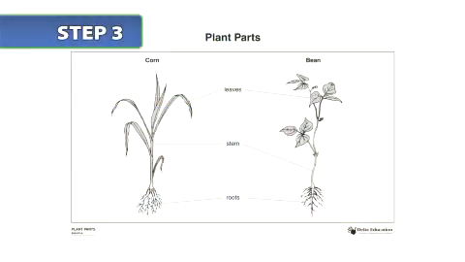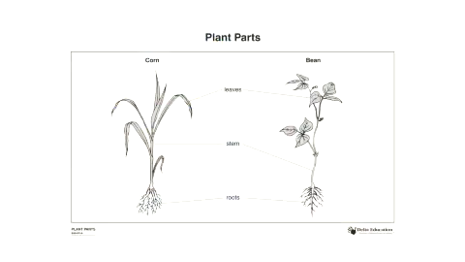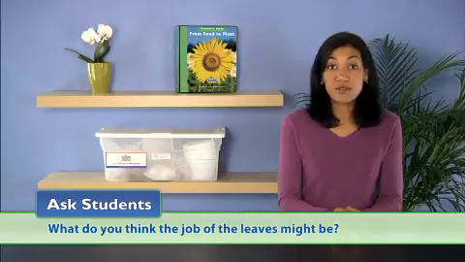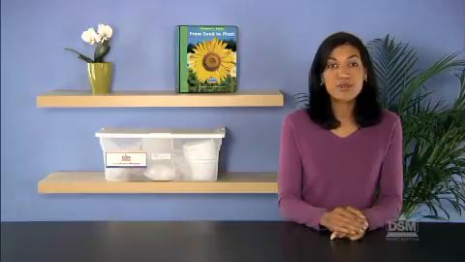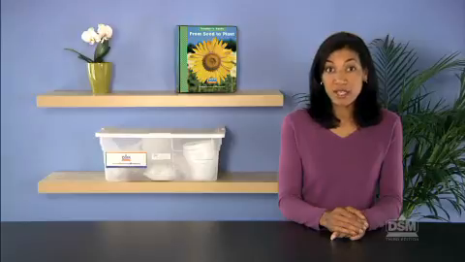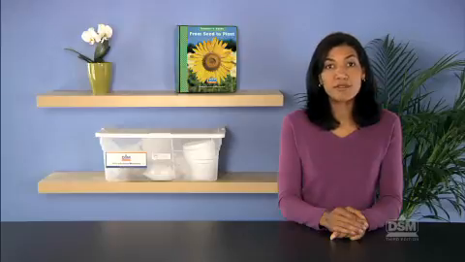Point out the leaves on the plant parts chart and ask, what do you think the job of the leaves might be? Answers will vary. Help students understand that leaves are the parts of the plant that use sunlight to make food for the plant. In order to make food, plants usually have broad, flat leaves that they spread out to get sunlight.